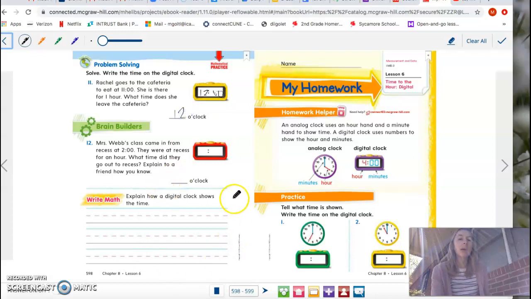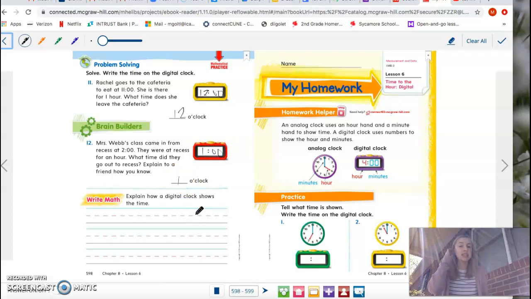Next one, number 12. Mrs. Webb's class came in from recess at 2 o'clock. They were at recess for an hour. Those lucky dogs, that's a long recess. What time did they go out to recess? Explain to a friend how you know. This is a tricky one. So they came inside at 2 o'clock. We need to count backwards. So they were outside for an hour. So let's move our clock backwards in time. If I jump 1 hour backwards, I see that it's 1 o'clock. So I write 1:00, and 1 o'clock.